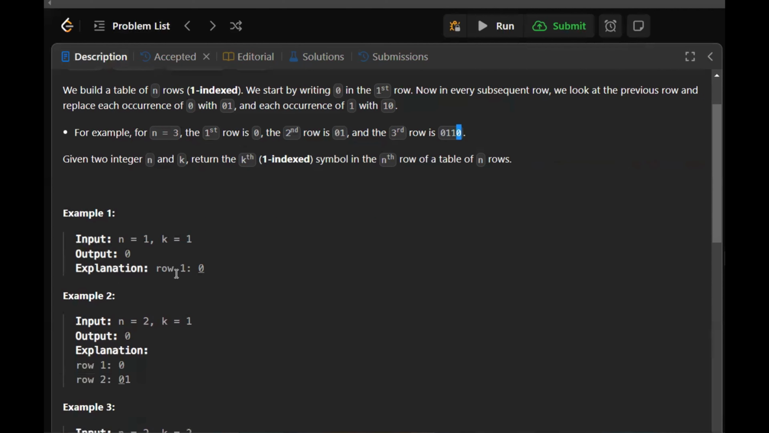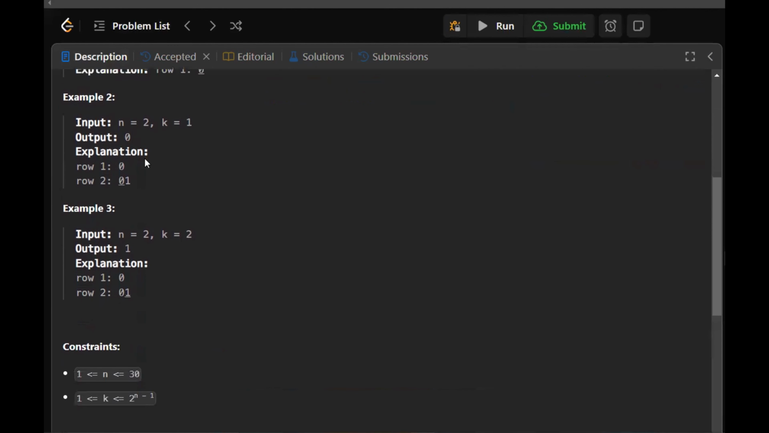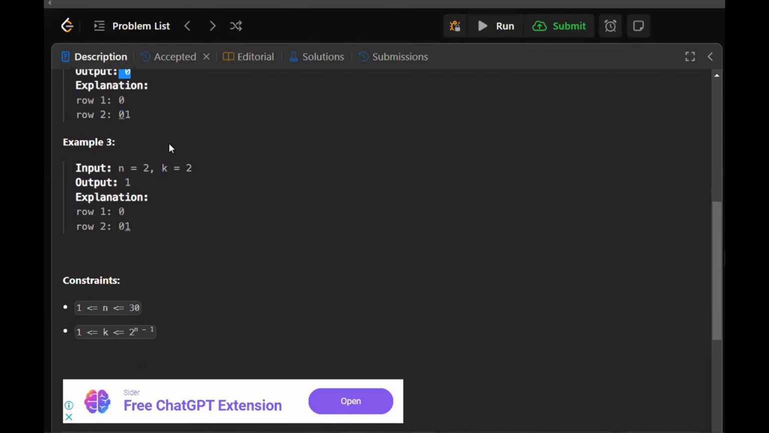Now here, let's consider example 1. Here, the value of n is 1 and the value of k is also 1. So we have only one row, so the output will be 0. For input n equal to 2 and k equal to 1, we have two rows and we have to pick the first element of the second row. The first element of the second row will be 0, so we return 0. The second element of the second row will be 1, so we return 1.